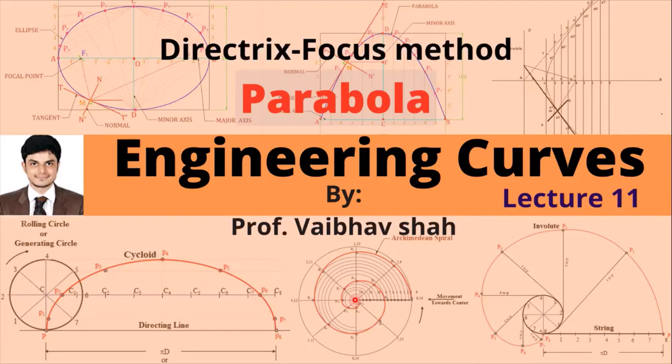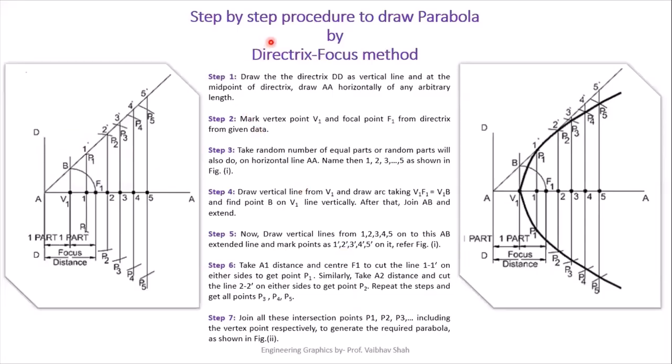Let us begin. So first, the step by step procedure to draw a parabola by the directrix focus method. As the name says, there is one directrix and there would be one focus. So in this example, let us assume that we are given one directrix. That means this vertical line DD is your directrix, and the focus, that means your focal point F1, is given. Either in an examination, directrix and vertex point would be given. So let us assume for this procedure we have the directrix and focal point F1.